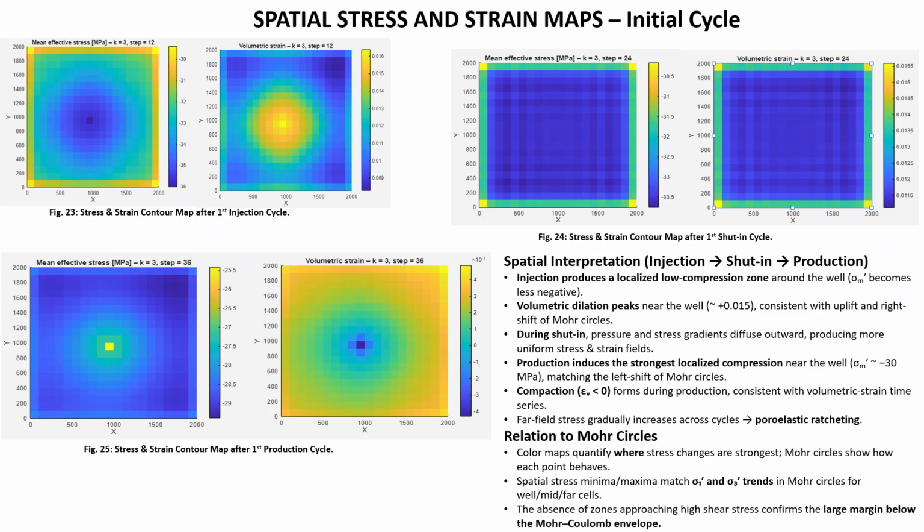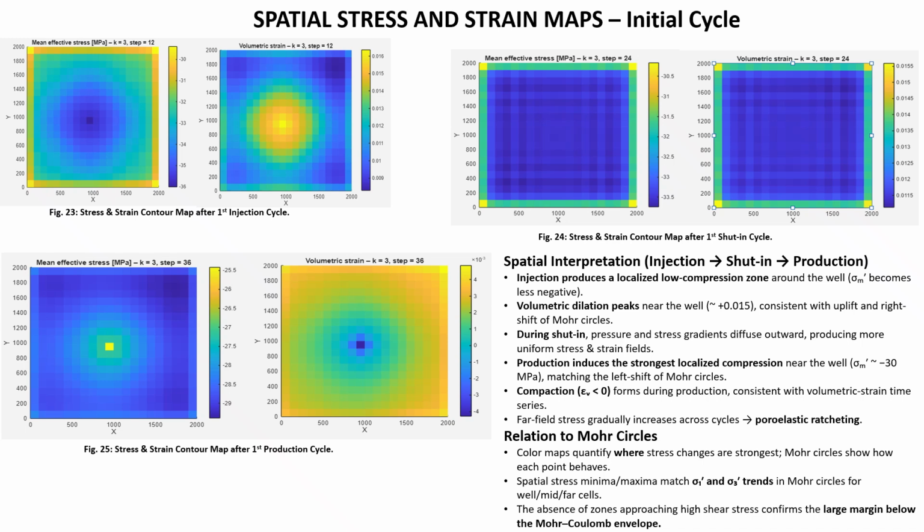So the strain field also flips the sign. Instead of dilation here, we have a near well region showing a negative volumetric strain, which you can see here. If you look at the color coding, you will see that this is a minus sign, which indicates compaction. So this matches what we saw, the strong leftward shift in the Mohr cycles during production, where the system moved deeper into compression.